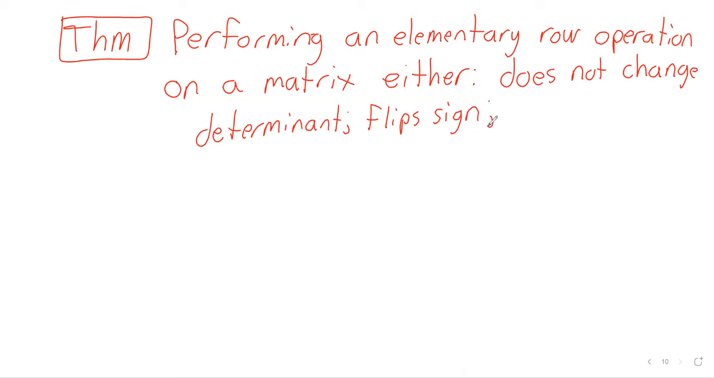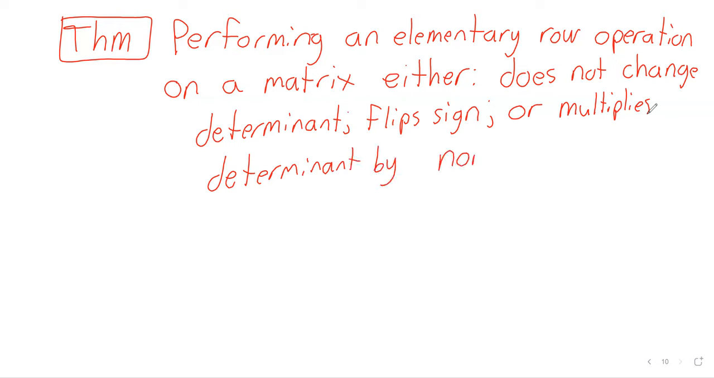It makes negative determinants positive and vice versa. Or it multiplies the determinant by some non-zero number. And I underlined non-zero because it's very relevant to the next theorem. Let's call it a corollary.